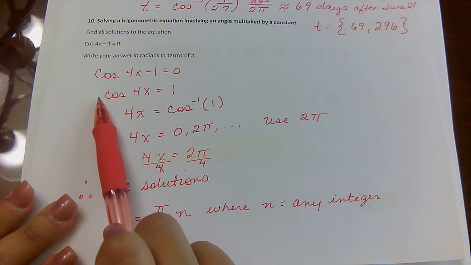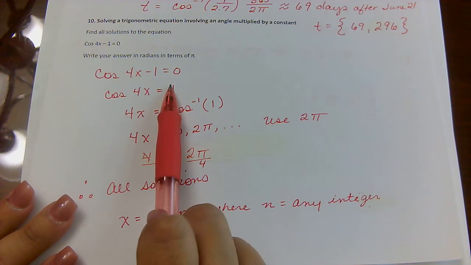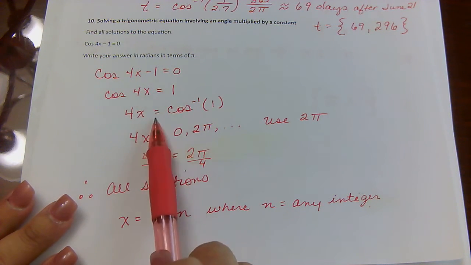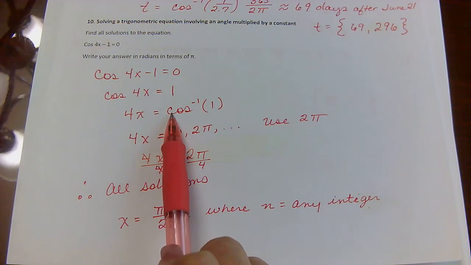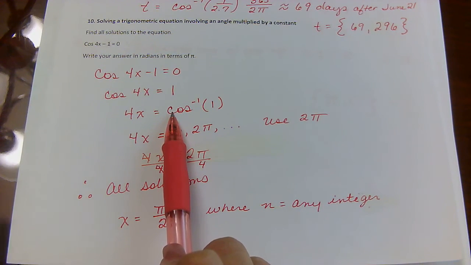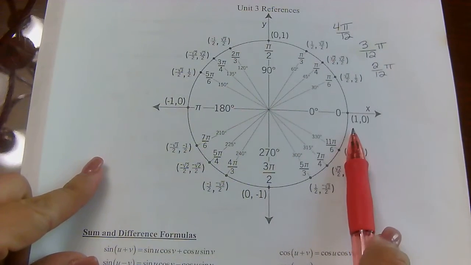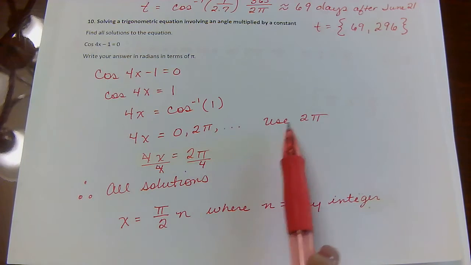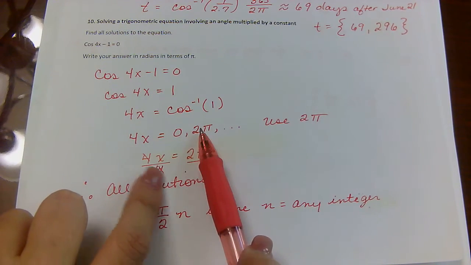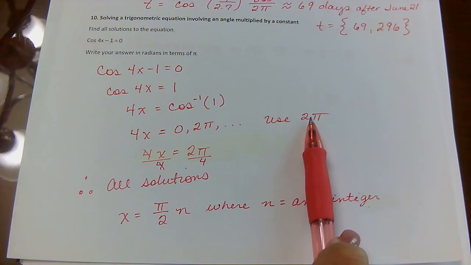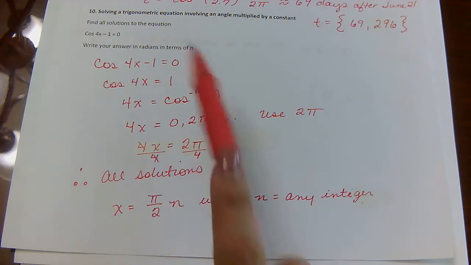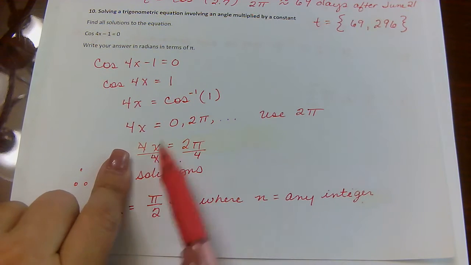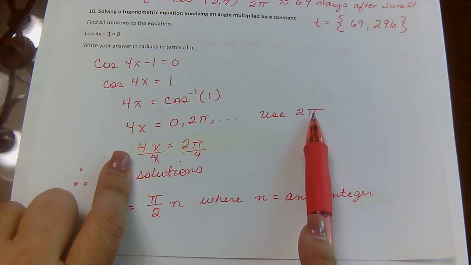So I need to get rid of this cosine first by doing the inverse. Okay? Here I have 4x is equal to the inverse cosine of 1. Cosine is my x value, which occurs at 0 and 2 pi, and so forth. Because remember, we're looking for all of the solutions. So 0, 2 pi, 4 pi, and so forth. We're going to be using 2 pi.